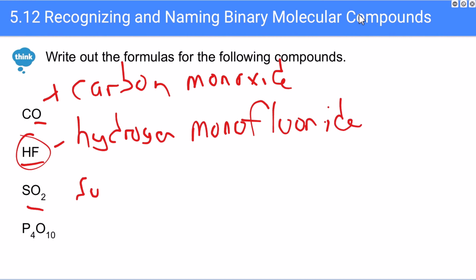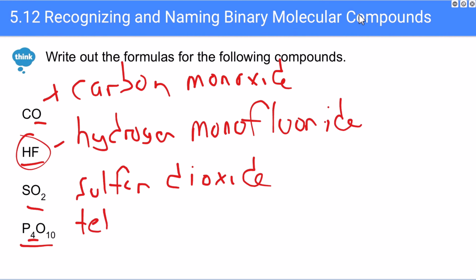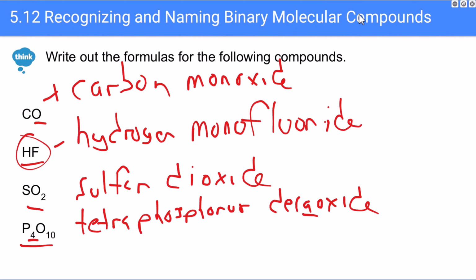SO2, S is sulfur. O2, dioxide. P4O10, so 4 is tetra. P is phosphorus. We have oxygen here. O is 10, so this is decaoxide. So again, sometimes that O is left off there. Doesn't really matter for me one way or another, as long as you get the prefixes down.